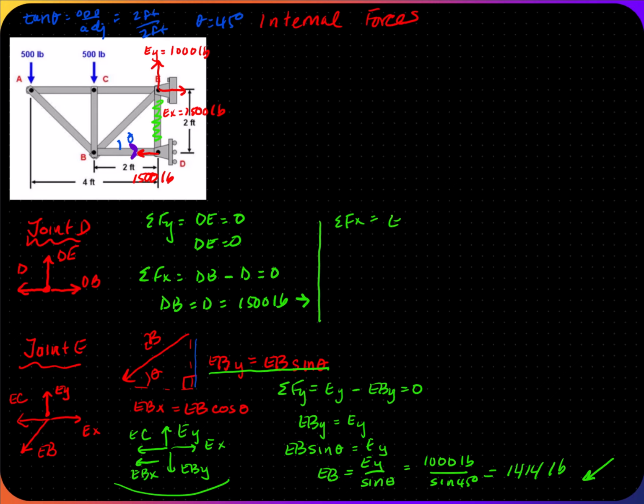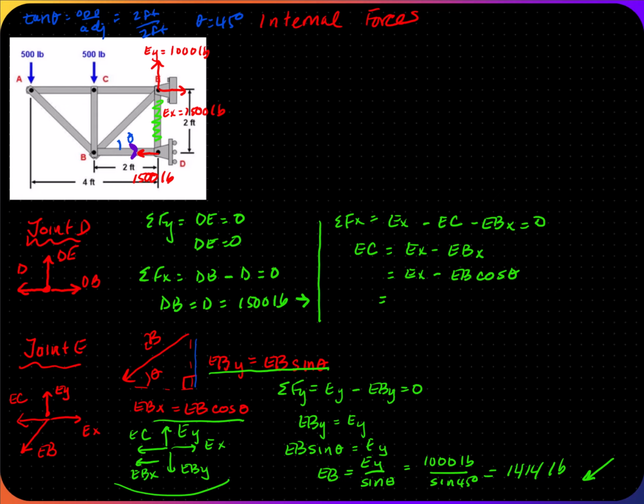Now I'm going to write a sum of Fx equation. So EX is in the positive direction, so EX minus EC, which is in the negative, minus EBX equals 0. So EC, if I rearrange this, is going to be EX minus EBX. And substitute in, EBX is EB cosine theta. And now I'm going to plug in my numbers.